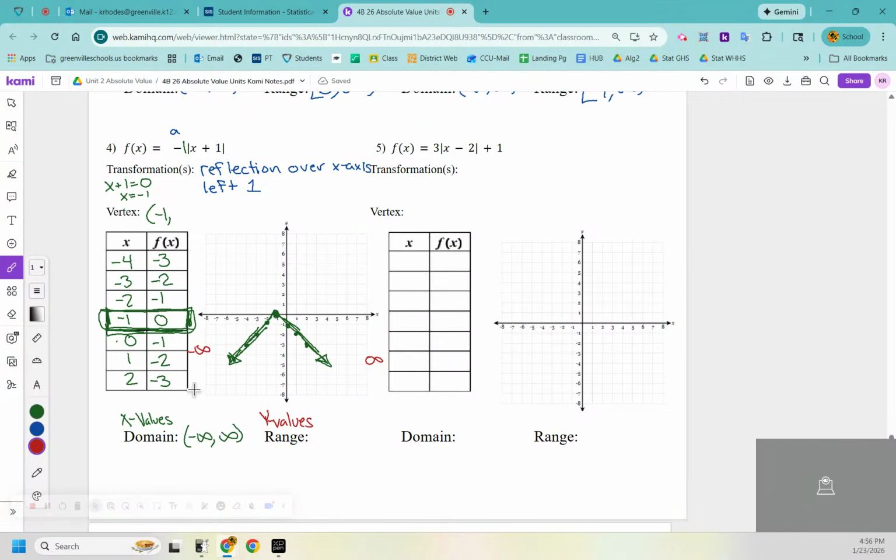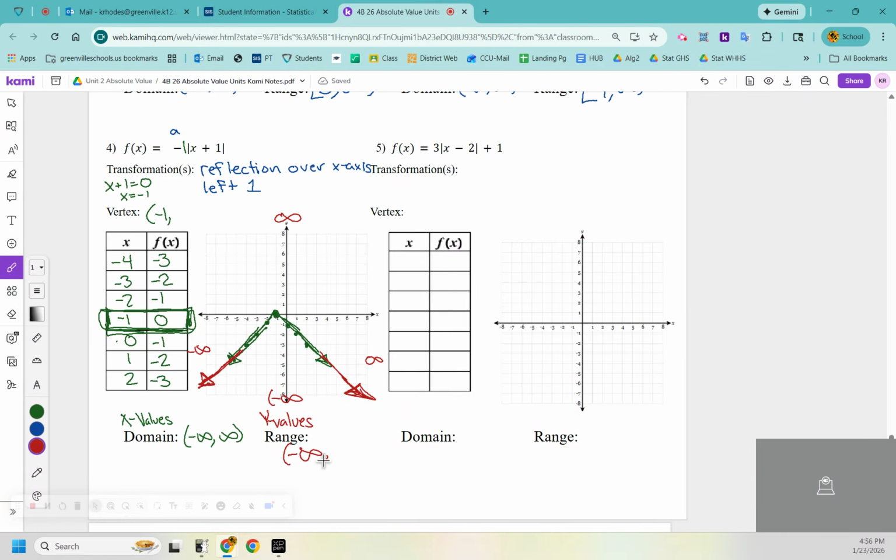Be careful though. Even though there's nothing down here, that's because I didn't graph it all the way down. These arrows are going down forever. So they should fill up your whole graph, or have arrows and know they're going down forever. For y values, going down is negative infinity. If it was going up, it's positive infinity.